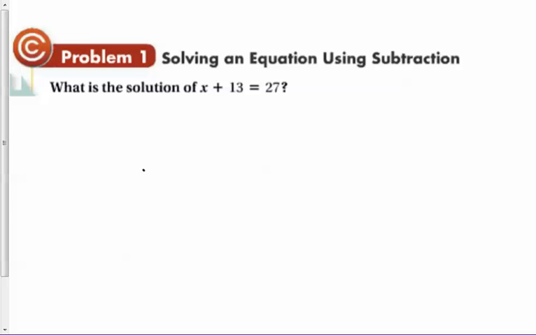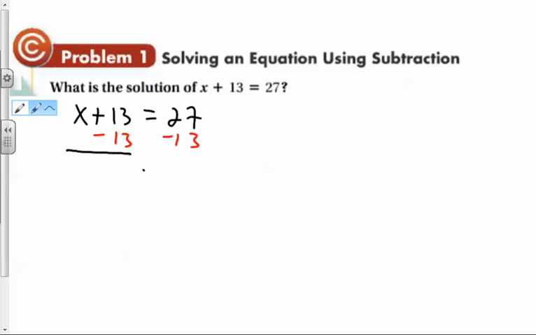So real quick, if we look at this one, it says what is the solution to x plus 13 equals 27? Ideally, you want to get x completely by itself. So what's the inverse operation of adding? That is subtracting. So I'm going to subtract 13 from both sides.